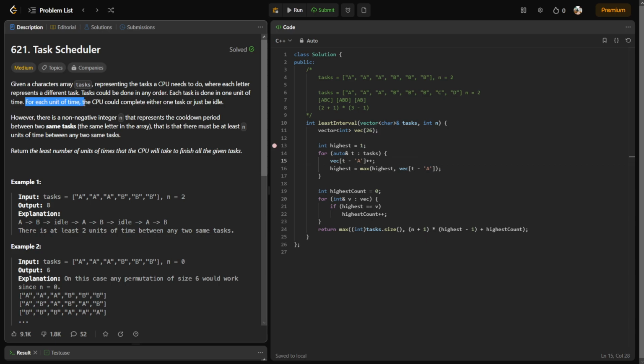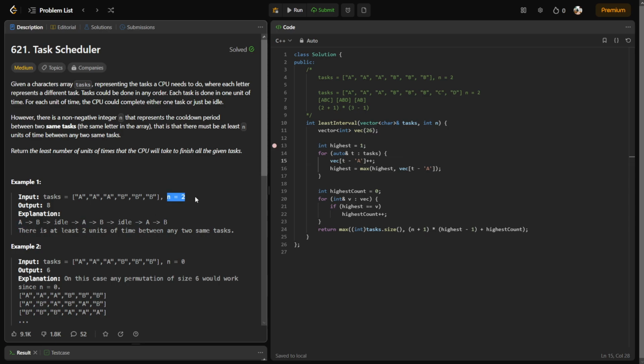So for each unit of time, the CPU could either do a task or just idle, which means not doing any tasks. Here we also have a non-negative integer n, which represents the cooldown period between two same tasks. What this cooldown means is that when you execute A, for example, there need to be n turns where you cannot execute A again.